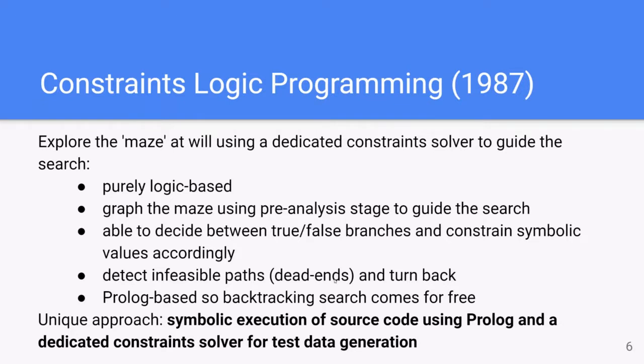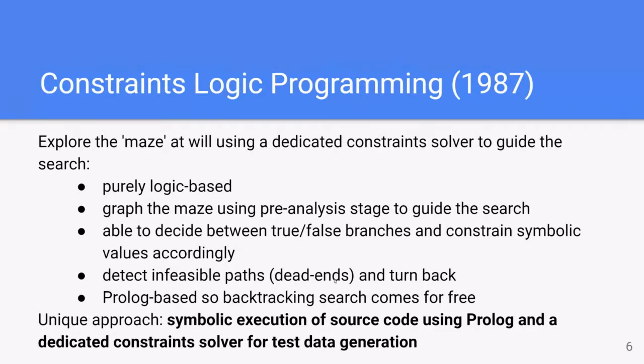We can detect infeasible paths, which are dead ends, and turn back, or we could say backtrack, without having to redo the entire analysis, because the analysis is quite complex and quite expensive in terms of runtime. So if you follow 10,000 instructions and the last one makes your path impossible, or you can't go to the last bit of the if that you want to, you don't want to start from the start again.